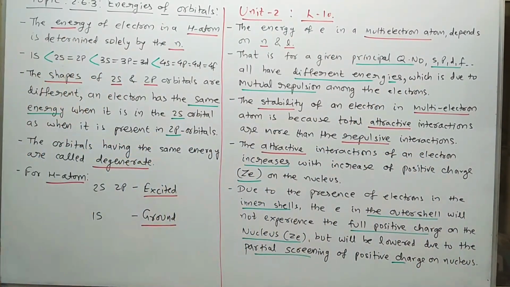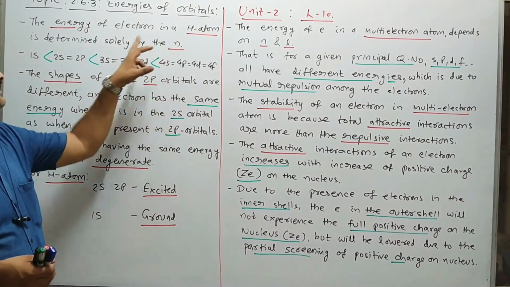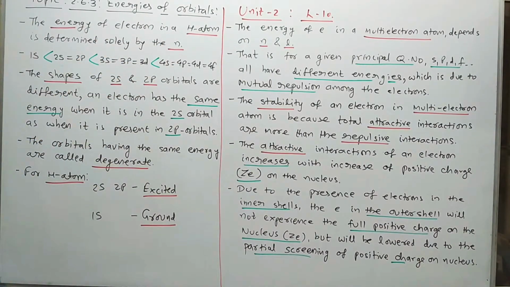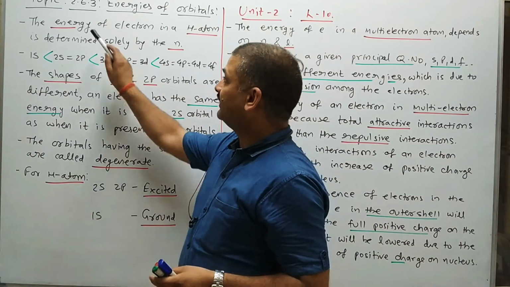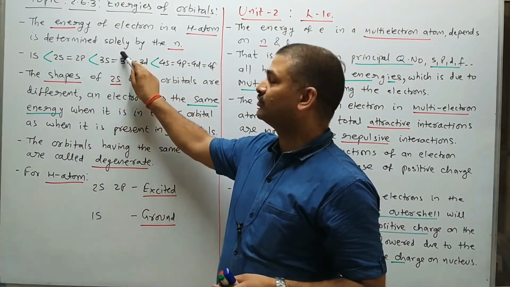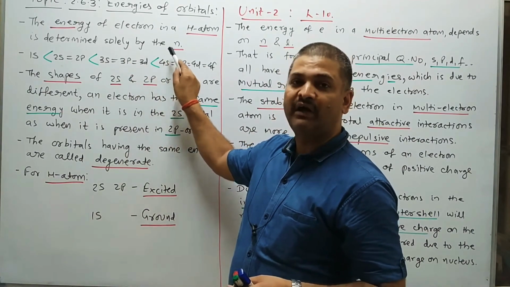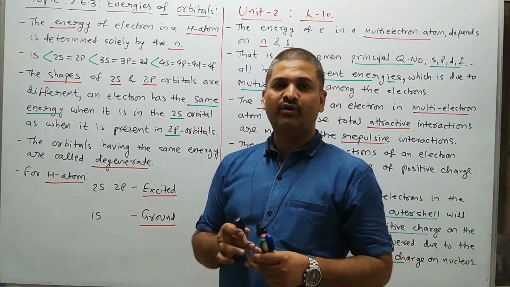You have to remember one thing: the energy of an electron in a hydrogen atom is determined solely by the principal quantum number. Again I am repeating the same statement: the energy of an electron in a hydrogen atom is determined solely by the principal quantum number, which is represented by a small n.